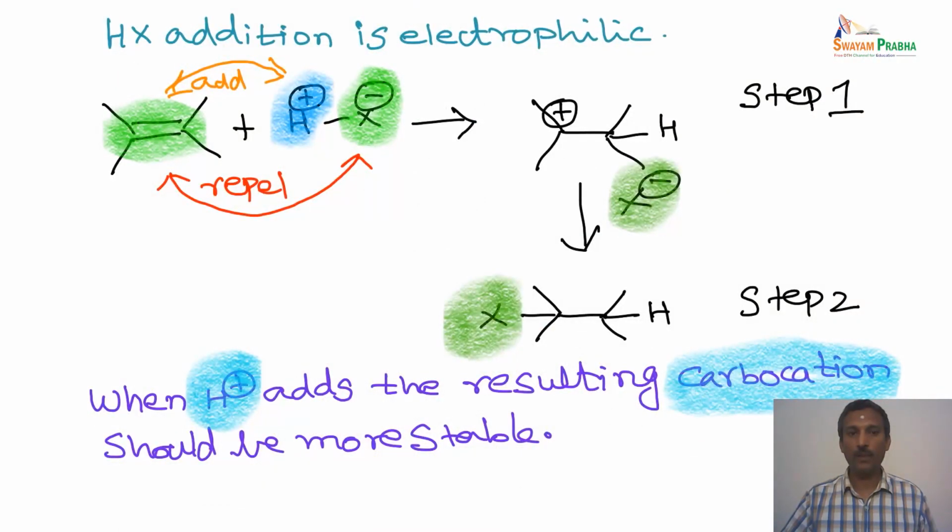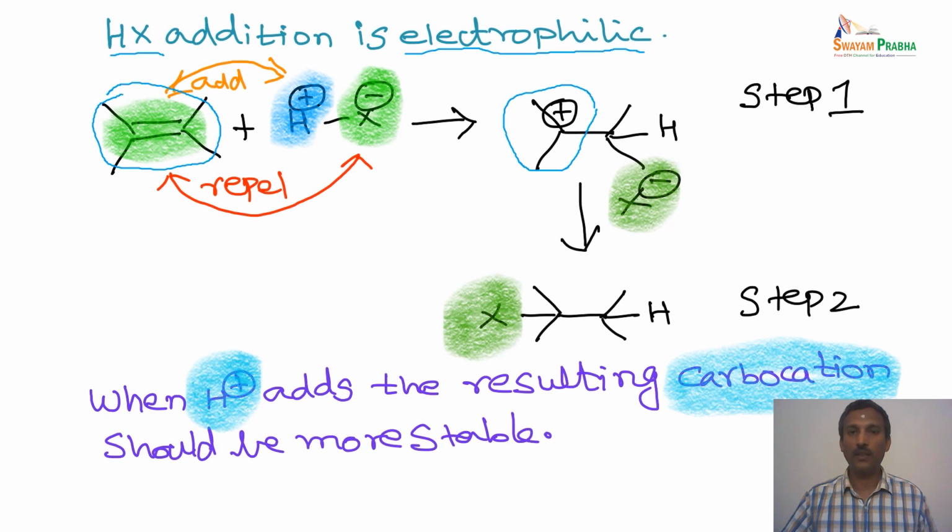We are already familiar with the HX addition to a symmetrical alkene. So the reaction is basically an electrophilic reaction. The first step is the addition of a proton to the double bond, which results in a carbocation formation. So this carbocation is attacked by the X minus halide to give the final product. So this reaction we already know, and this is a symmetrical alkene.